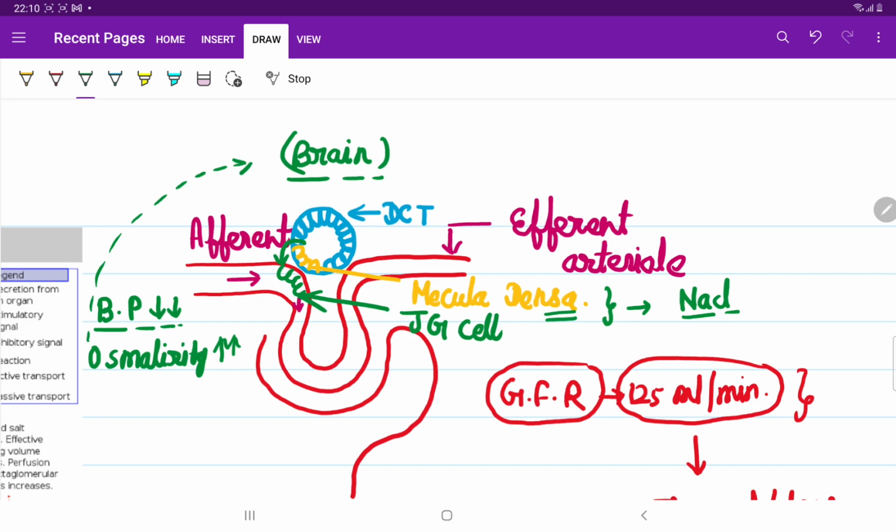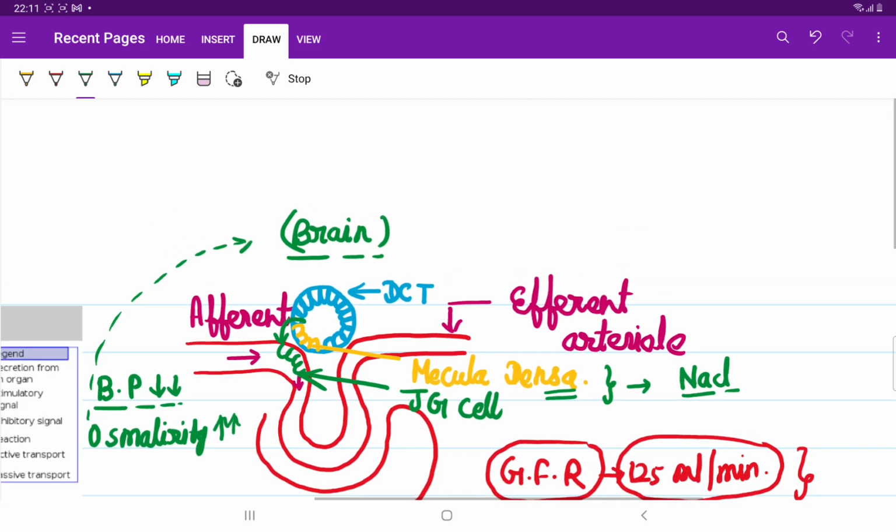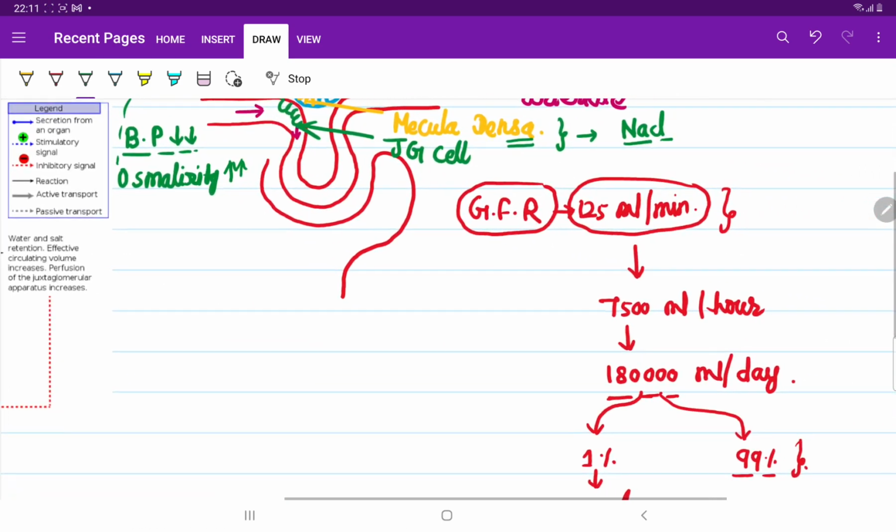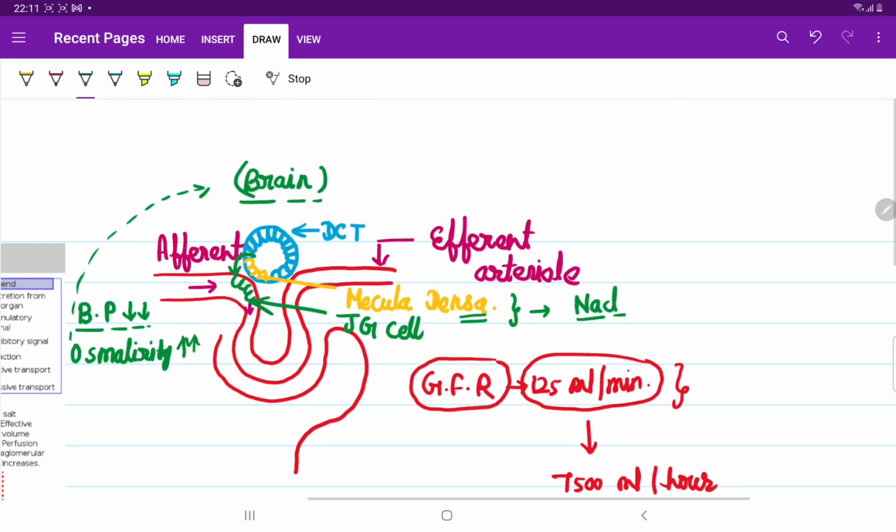Now the juxtaglomerular cells will start a series of multi-hormonal regulation feedback mechanisms called the renin angiotensin aldosterone system. And the goal of this system is what? We have to increase BP to normal, and we have to decrease osmolarity also, right? How is it happening, let's see. It's quite interesting, osmolarity you have to decrease and blood pressure you have to increase.